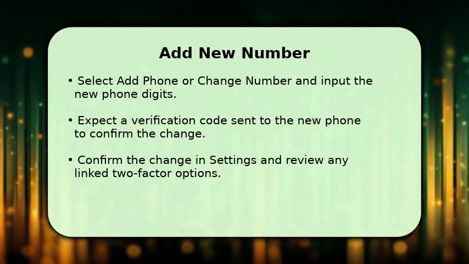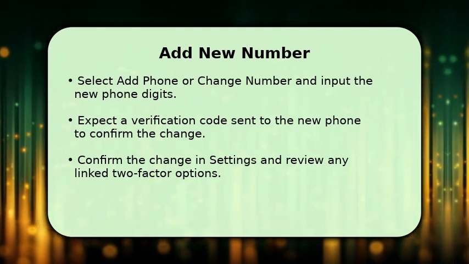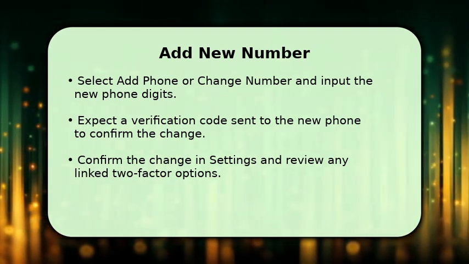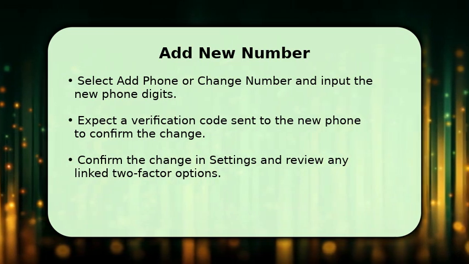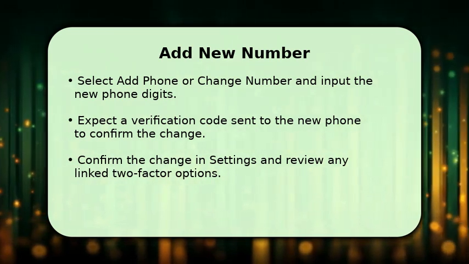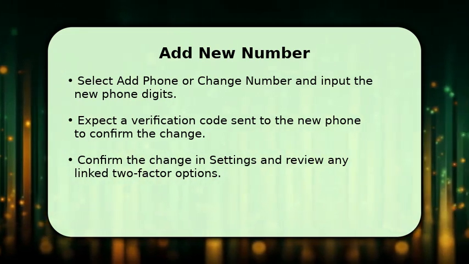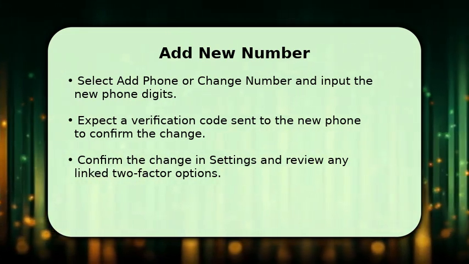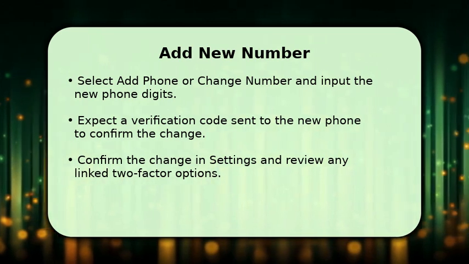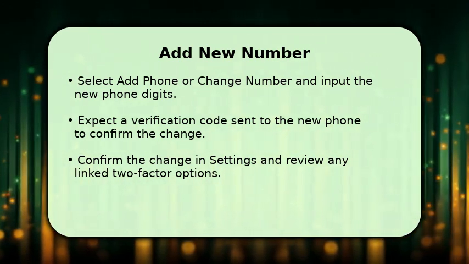Choose Add Phone or Change Number and type the new phone digits. Then request the verification SMS to that device. Enter the new code when it arrives to confirm the swap and double-check that the new number appears in your security settings. Review two-factor authentication choices and update any backup methods so you remain fully able to access your account afterward.